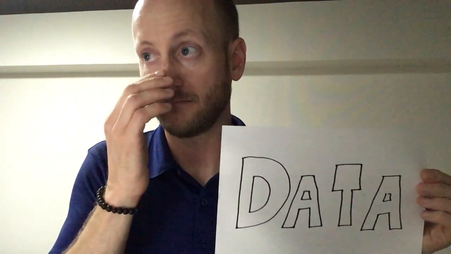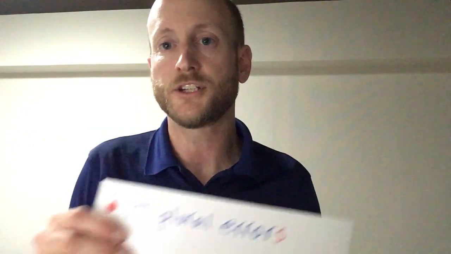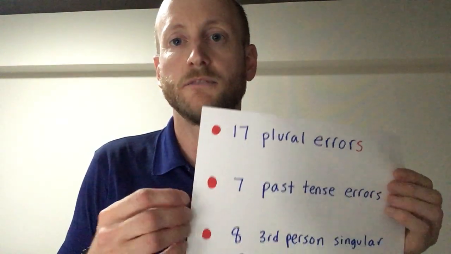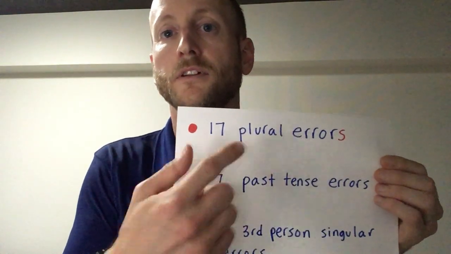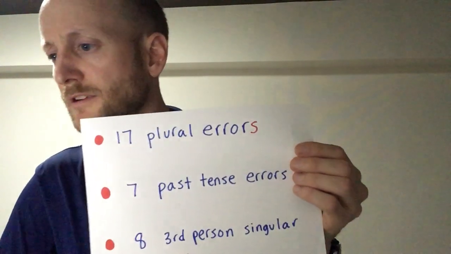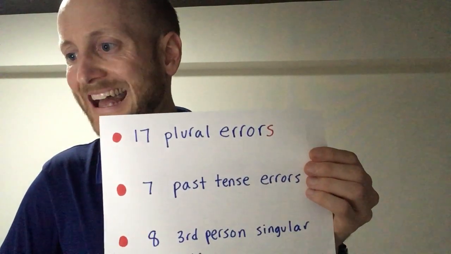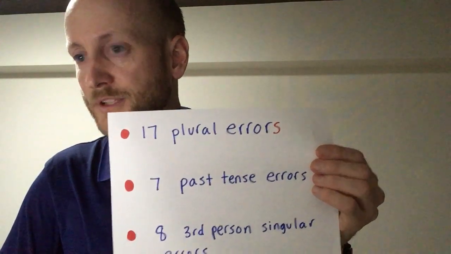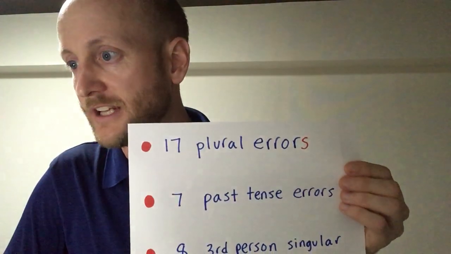Let's take a look at some of the data that I uncovered. I looked at all 7 language tasks, and I looked at errors that she was making across those 7 tasks. And I found that she made 17 plural errors across those 7 tasks. And by plural errors, I mean she added, just calling up my paper here, one second.